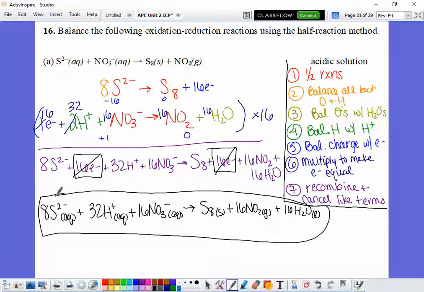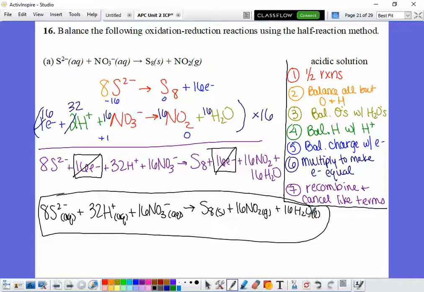Okay. So you can look at this. You can check to see, are all of your elements balanced? They should be. You should have 8 sulfurs on both sides. We do. You should have 32 H's on both sides. We do. You should have 16 nitrogens. We do. What's 16 times 3? 48 oxygens, which we do.